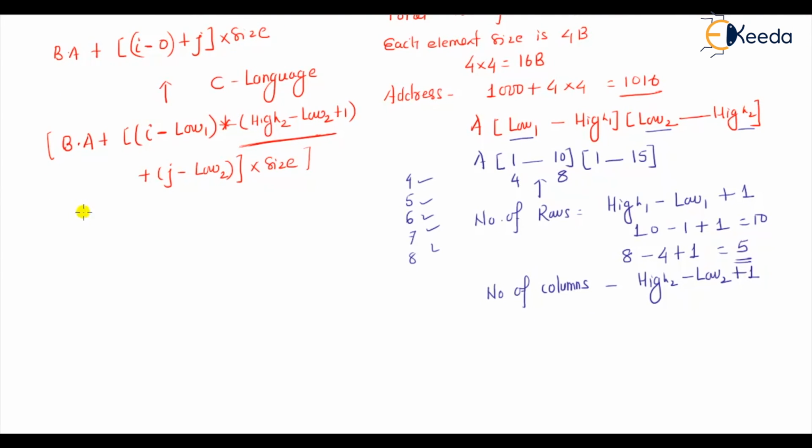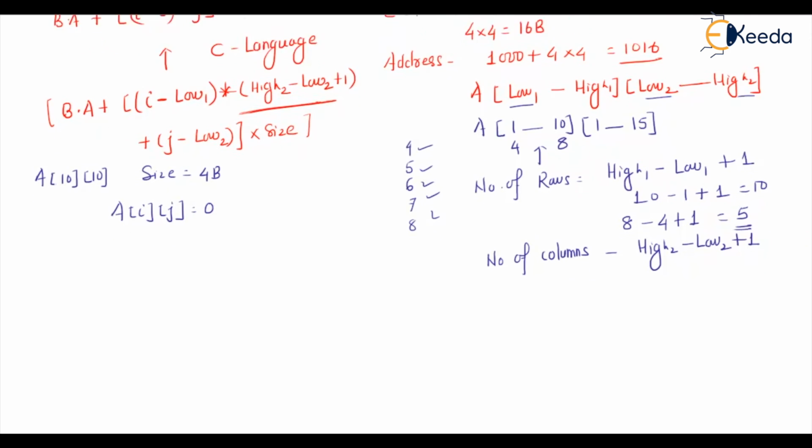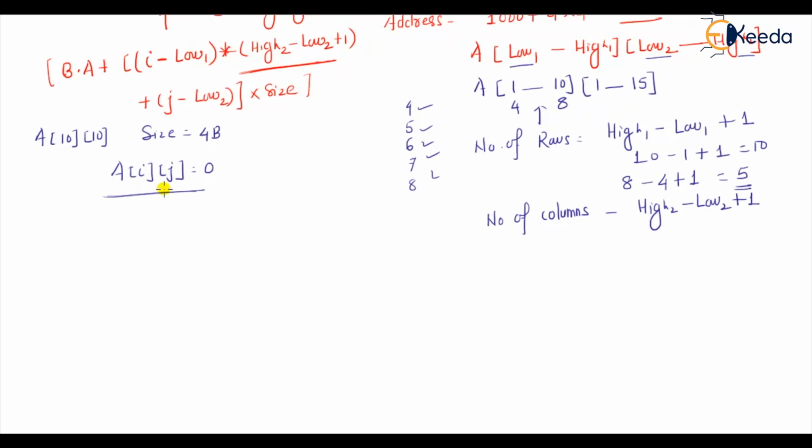Let's take our example here. Say I have A[10][10], where each element has size equal to 4 bytes, and I want to assign 0 to this. Suppose the simple statement is A[i][j] = 0. I'm not writing loops, I just want to assign this value. For some i and some j, I want to assign it 0.